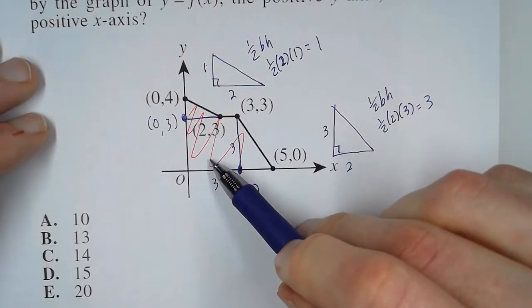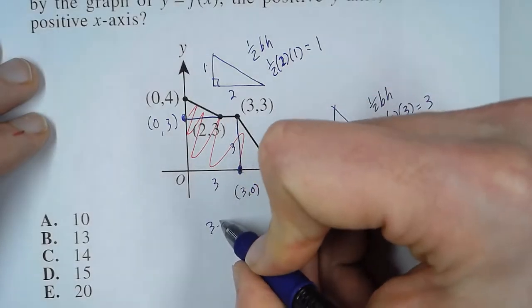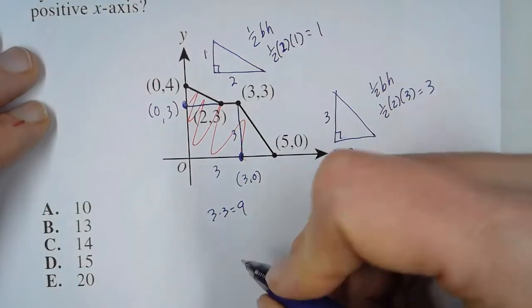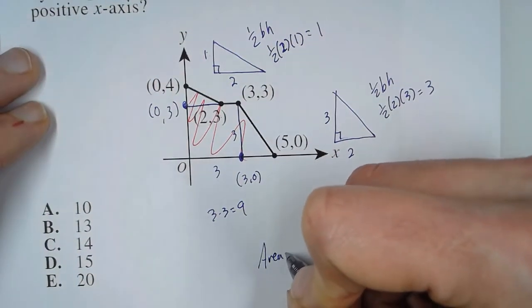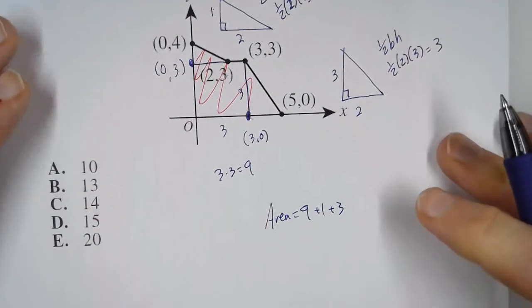And then here, this square, we just take base times height. So 3 times 3 is 9. So our total area is 9 plus 1 plus 3. So that gives us a total of 13.